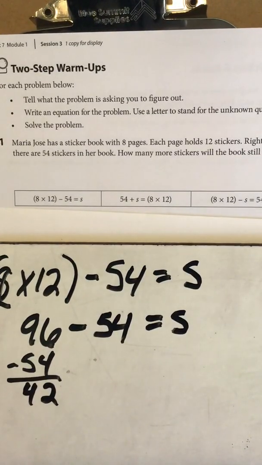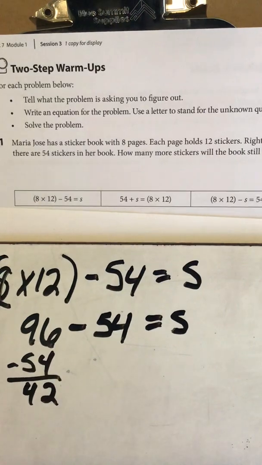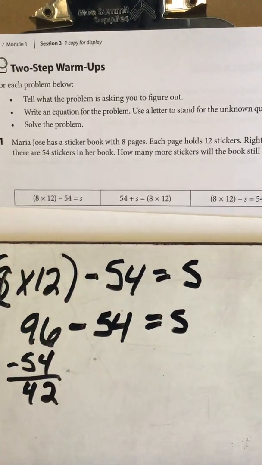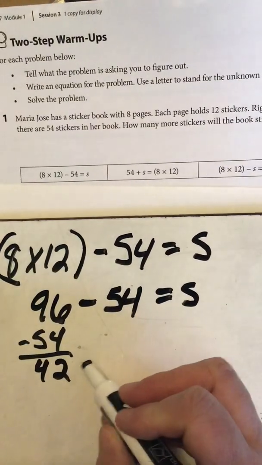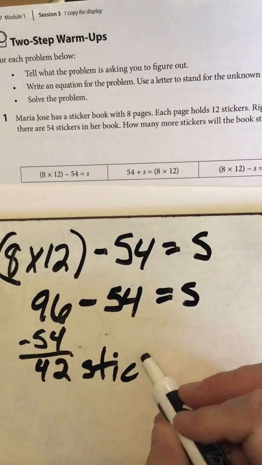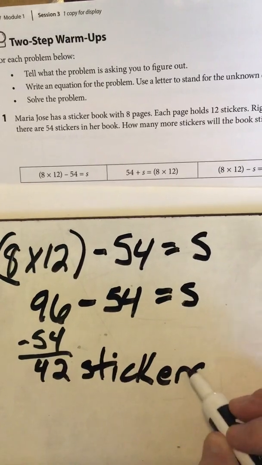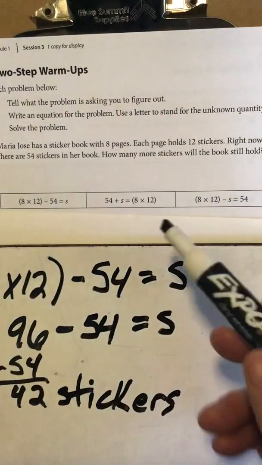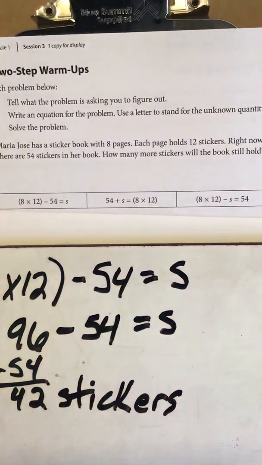She already has 54. She has a sticker book with 8 pages. Each page holds 12 stickers. She already has 54 that are in her book, so she can still hold 42 more stickers. Because my label is stickers, right? Because that's what it says. How many more stickers will the book hold?